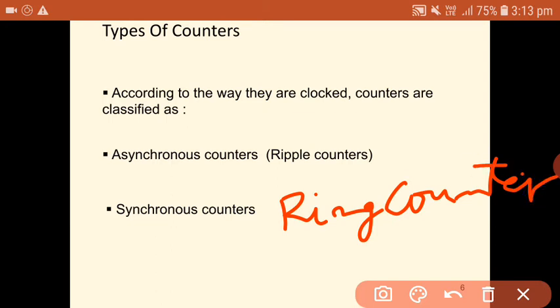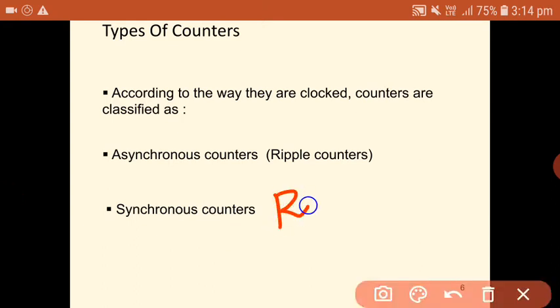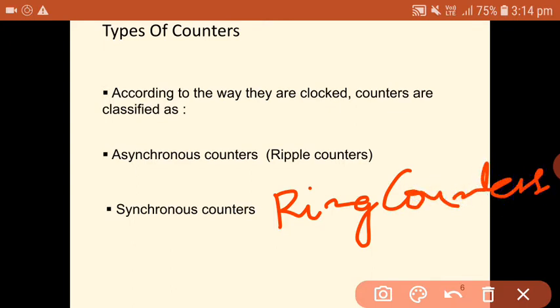So depending upon the way you are applying the clock input to the counter circuit, the counters are classified into 2 categories. First one is asynchronous counters and second one is synchronous counters. The example for asynchronous counters is the ripple counter, and the example for synchronous counters will be the ring counter.